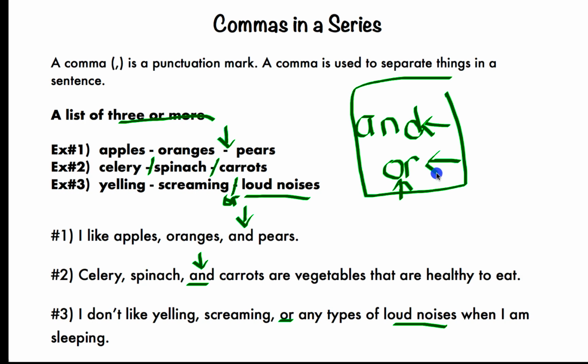So you could talk about celery, spinach, carrots, okra, and broccoli. It doesn't matter as long as you put and or or right before that last item and you separate those lists of items with commas.